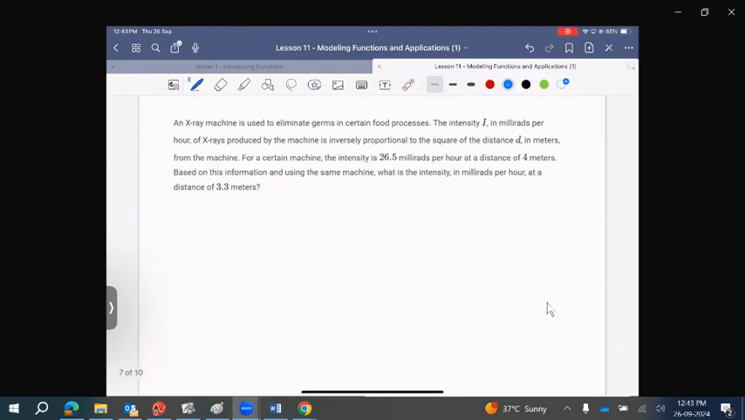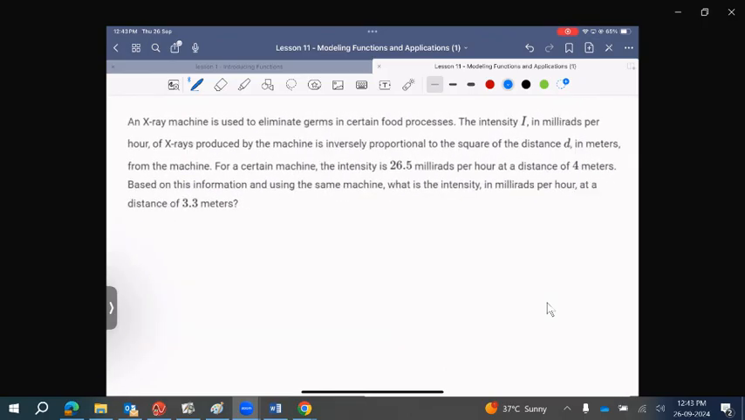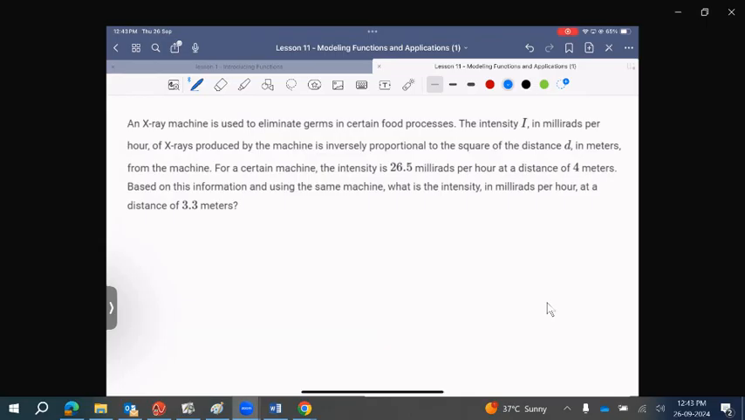All right, have a go at this one for yourself. I'll give you 5 minutes for this one.